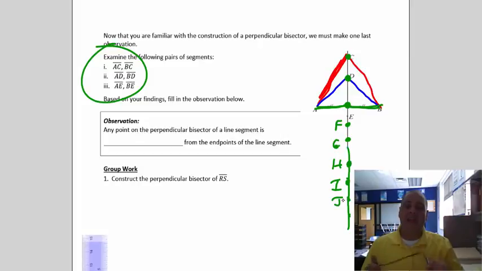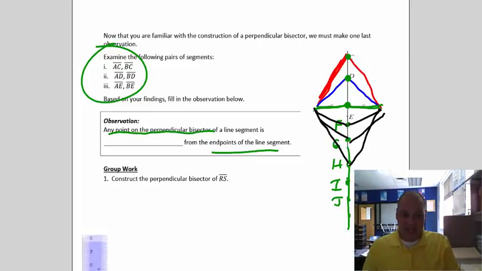So what they're saying here is any point on the perpendicular bisector, any of these green points here, they are what from the endpoints of the line segment? So let's take F, and let's do F to B and F to A. Let's do G to B and G to A. Let's do H to B and H to A. See that? That's what's happening. So what do you know? Red and red. What are they? They are the same distance.